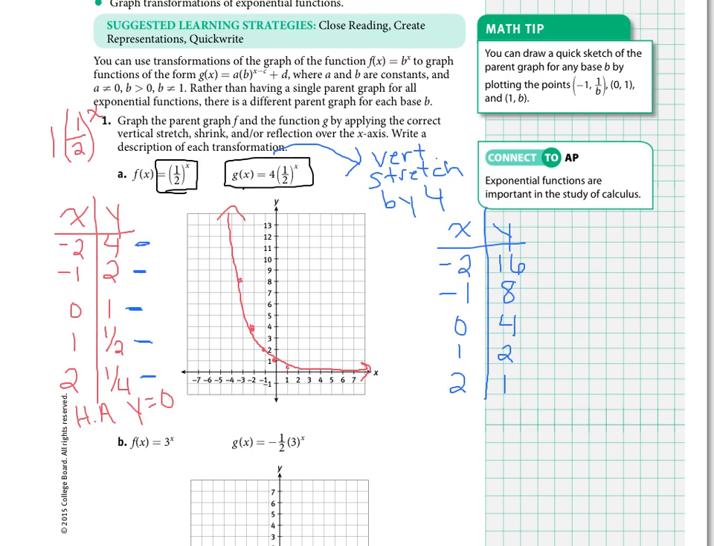So let's plot those points. Well, I can't get to the 16, but I know it's way up there. When x is 0, we're at 4. When x is 1, we're at 2. When x is 2, we're at 1. The graph is still a decreasing graph, but notice it's just stretched up a little bit higher. Also notice that my horizontal asymptote is still y equals 0.